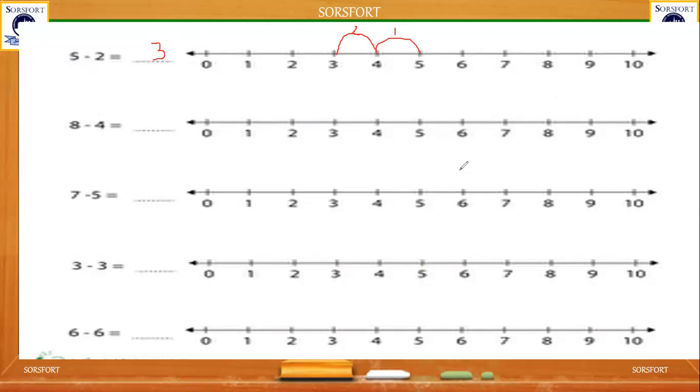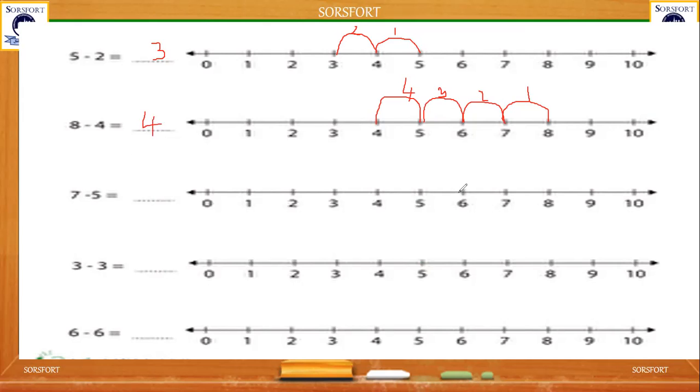8 minus 4. 8 to 7, one time we subtract. 7 to 6, 2 times. 6 to 5, 3 times. 5 to 4, 4 times. In 8, how many times do we have to subtract? 4 times. 8 minus 4, 4.